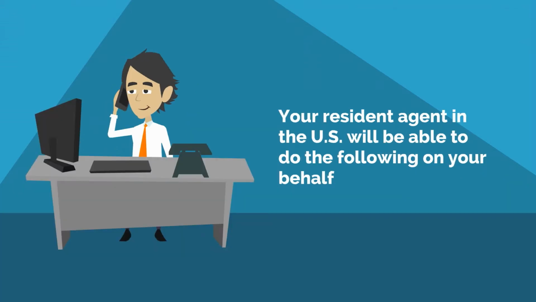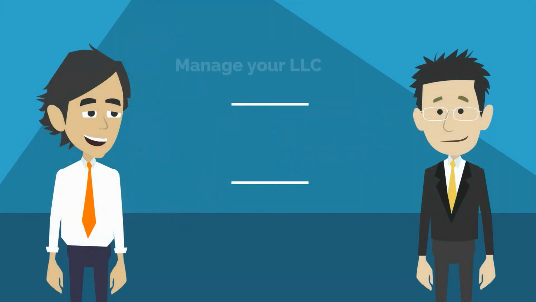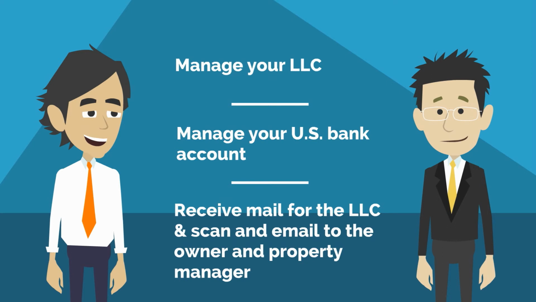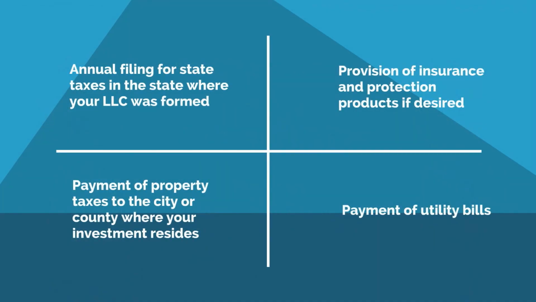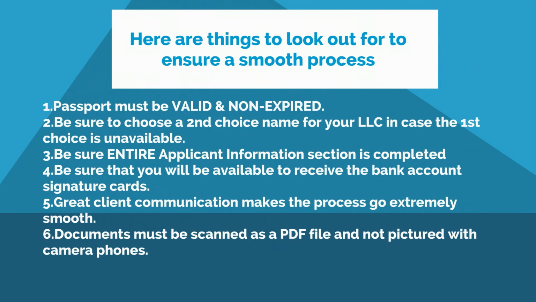Your resident agent in the U.S. will be able to do the following on your behalf: manage your LLC, manage your U.S. bank account, receive mail for the LLC and scan and email to the owner and property manager, annual filing for state taxes in the state where your LLC was formed, provision of insurance and protection products if desired, payment of property taxes to the city or county where your investment resides, and finally, payment of all utility bills.